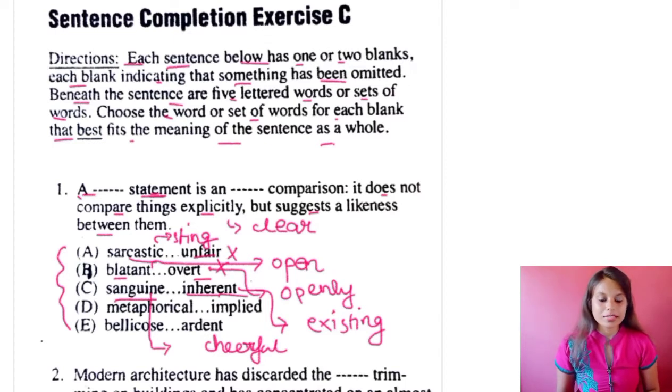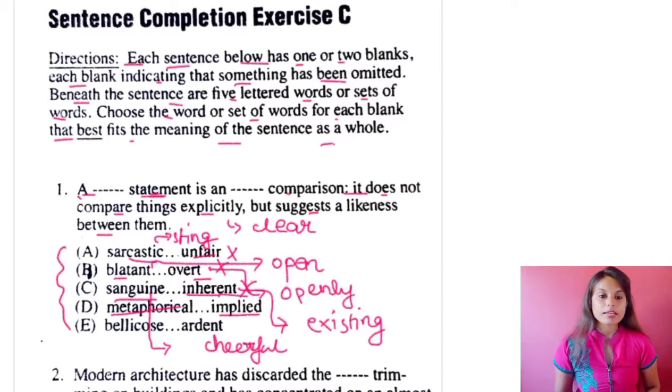So if I put inherent, a sanguine statement is an inherent comparison, an existing comparison. No, this won't go. First of all, cheerful cannot go with a statement. So this is once again wrong, and I'm striking it out. Let's check number D. Number D is given metaphorical and implied.